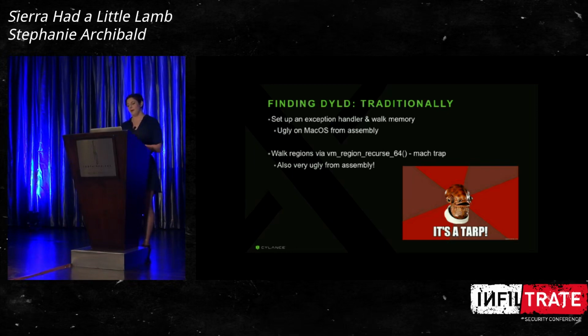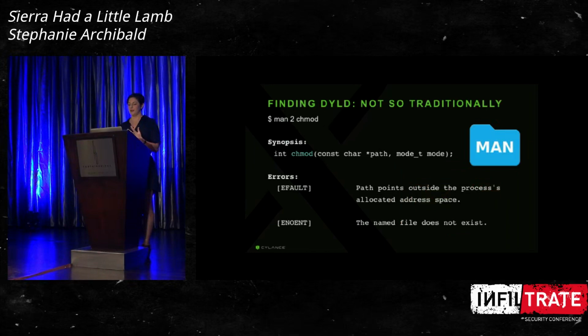So my husband and I sat down and started looking at a couple of things that we might use to find it in a different way. Interesting to note, if you look at some of the syscall man pages, chmod being one example, one of the errors it returns is EFAULT: the path points outside the process's allocated address space. Because it's a syscall, it won't throw a segfault or a bus error if you're accessing unallocated memory. So you can loop, basically, to determine whether an address is allocated.